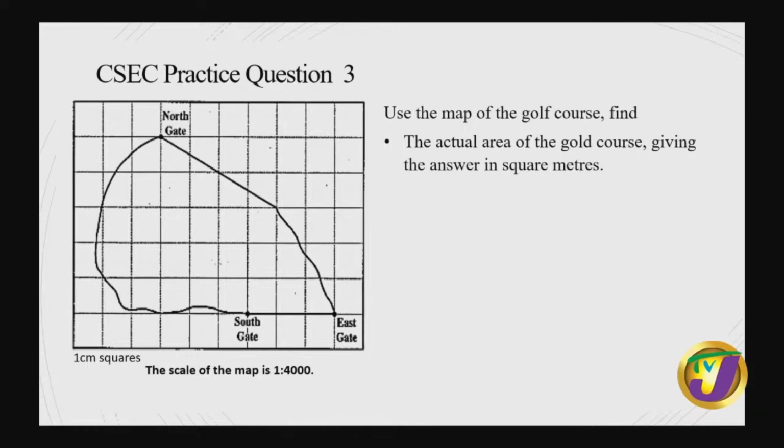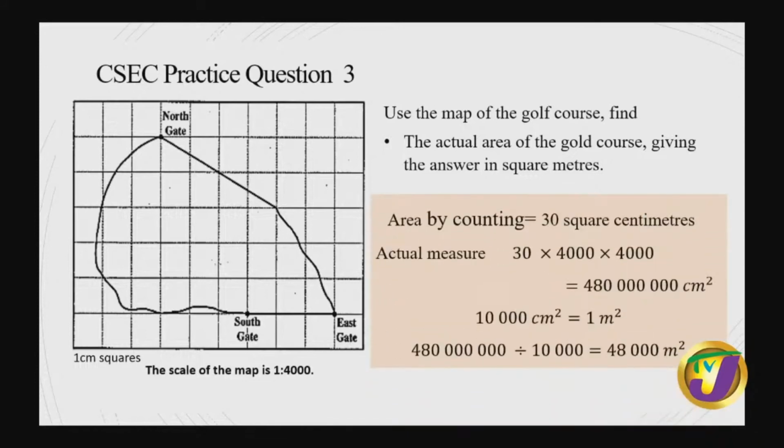The best way now to find the area of this would be by counting the squares, which is an estimate. So we use an approximate value for the area. When we counted the squares, we got 30 small square centimeters right there.